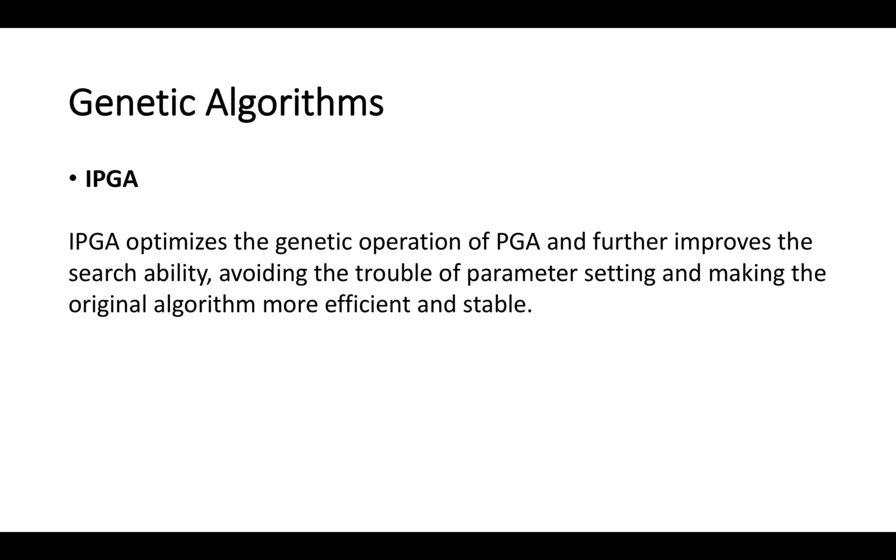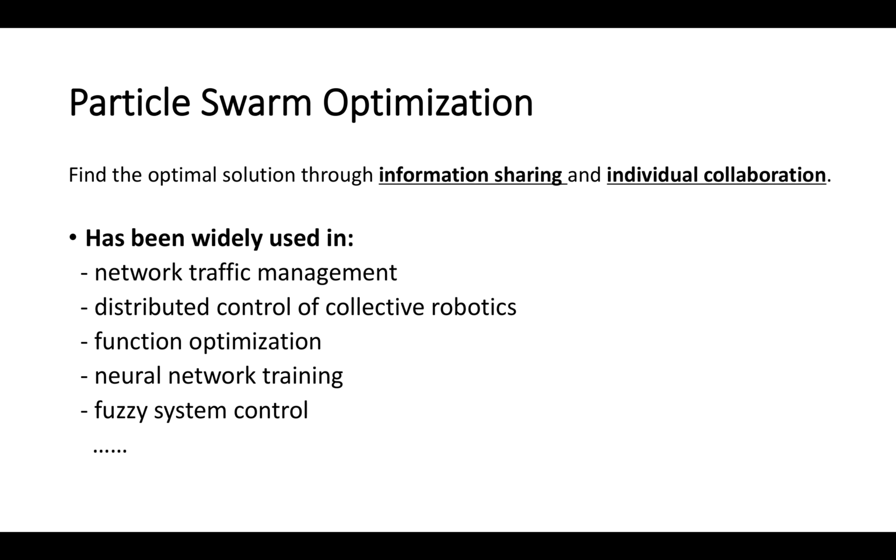The improved particular genetic algorithm optimizes the genetic operation and further improves the search ability, avoiding the trouble of parameter setting and making the original algorithm most efficient and stable. Particle swarm optimization algorithm is a popular swarm-inspired method and a stochastic optimization technique which is developing rapidly in recent years. I also adopted particle swarm optimization algorithm to solve the multiple traveling salesman problem as a comparison.